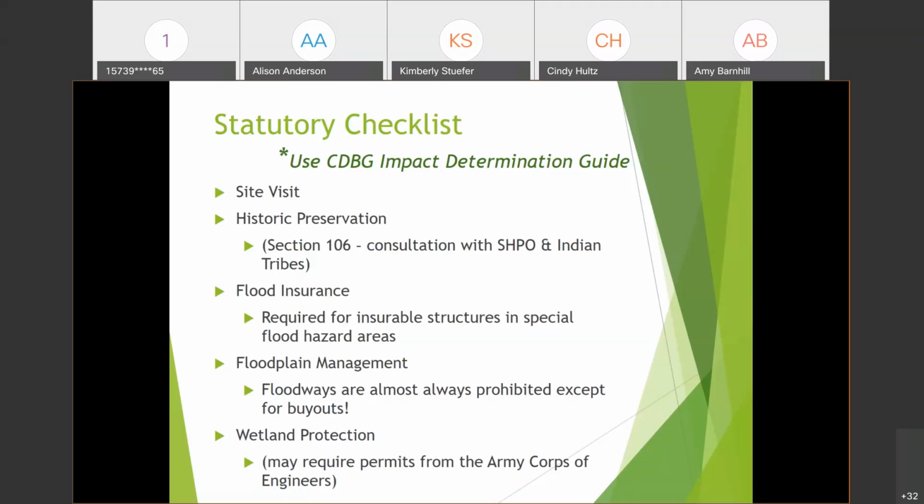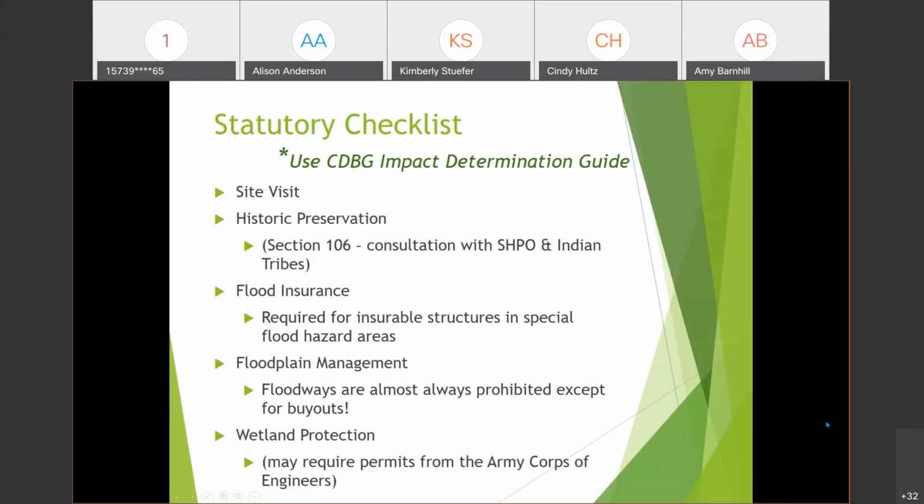And also the CDBG Environmental Review Impact Determination Guide on our website is a very good tool for explaining in detail the requirements that are on the statutory checklist, and then telling you the sort of documentation you should have, and also asking specific questions that you should consider or explain in your narrative. And so I highly recommend using both of those documents as you're preparing your environmental review.